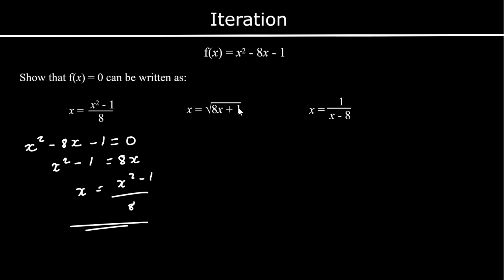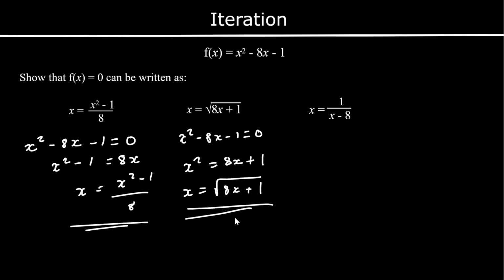The second one, we've got a square root in it. So let's get x squared by itself, and then square root both sides. So plus 8x and plus 1 to both sides, and then square root.